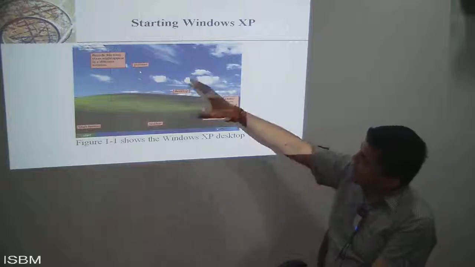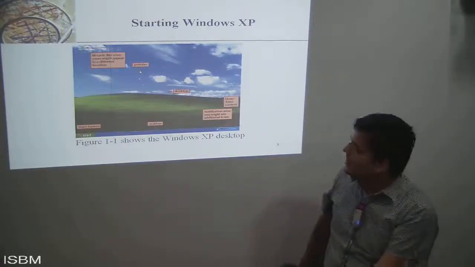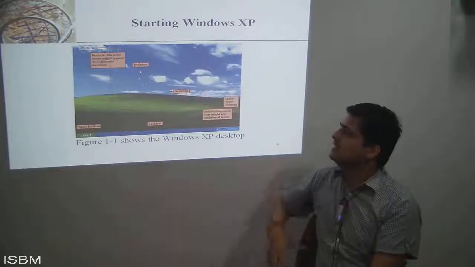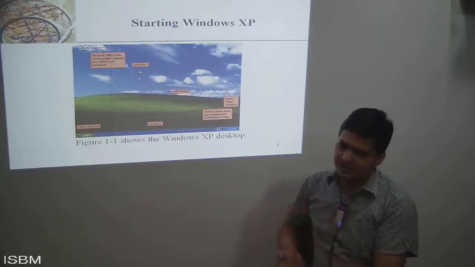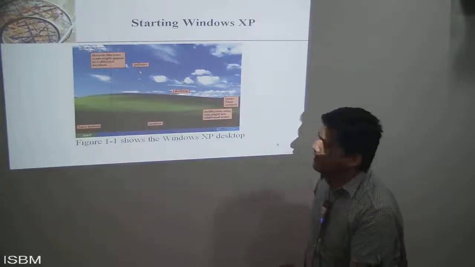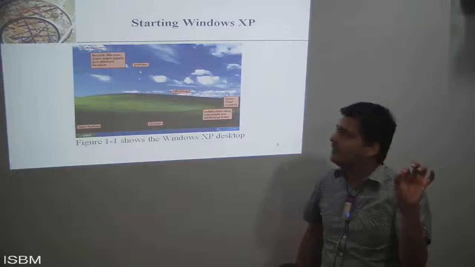Windows, this is the desktop of XP. I'll show you. I have told you regarding the blue color screen and clouded screen, green grass. This is the first Windows XP screen. This is a recycle bin icon. On the left hand side you will find the recycle bin.